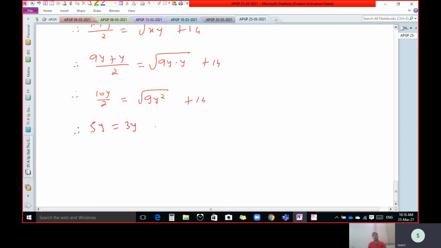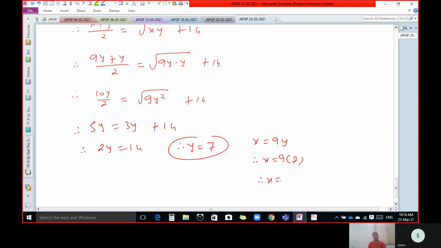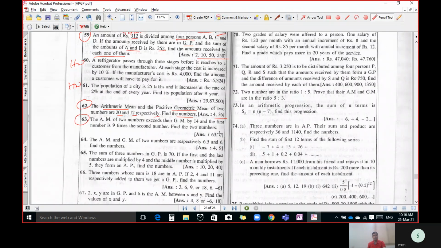5y equals 3y plus 14. Take 3y to the other side. We get 2y equal to 14, so y equals 7. And our x is 9y. Put y equal to 7, 9 into 7, so x equals 63. So my answer is 63 is the first number, second number is 7.